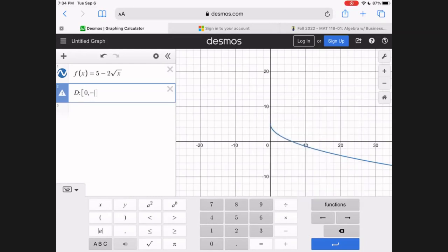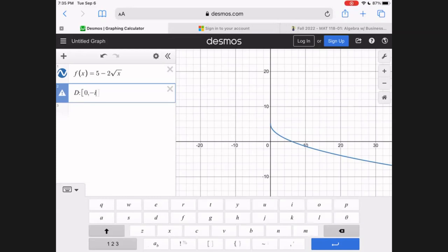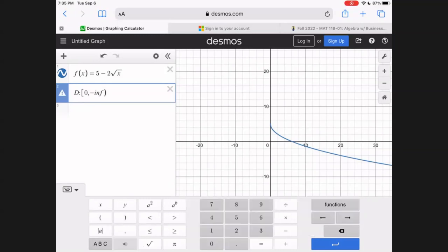Just going to write it here. I'll just type in this. And then it'd be 0, not to negative infinity, but positive infinity. So instead of infinity, you would have to write the little symbol here, the little curly 8 on the side. But this is the domain.